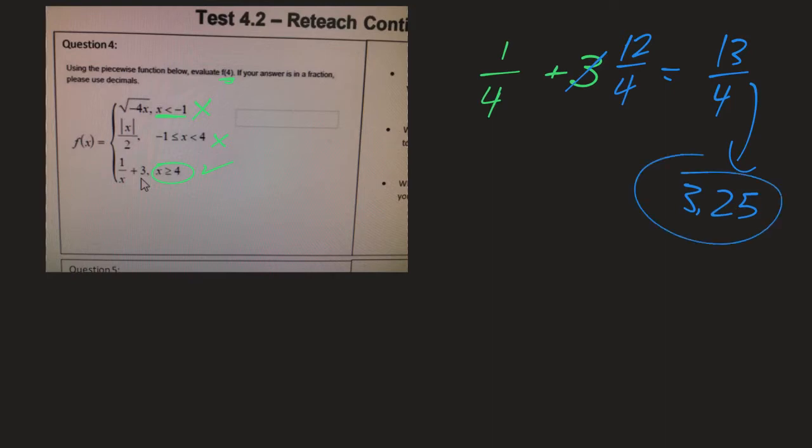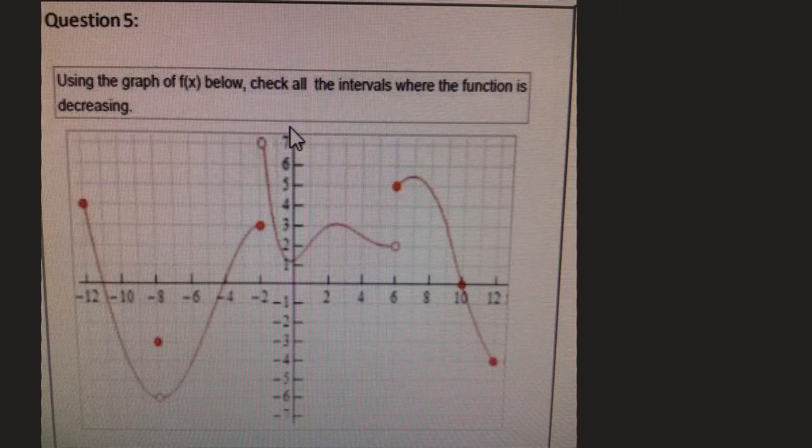1 over 4 plus 3. We could do it by hand. We can make this into 12 over 4, 13 over 4, which leads me to 3.25. And even if you just said, hey, that's 3, this is 0.25, and you get that. So we could do it by hand, we could do it with a calculator, but that's our final answer. Again, figure out which rule it fits into, then plug the number into that equation.